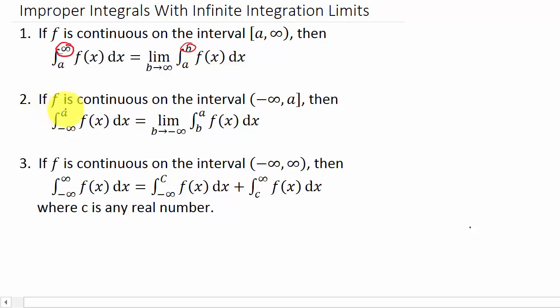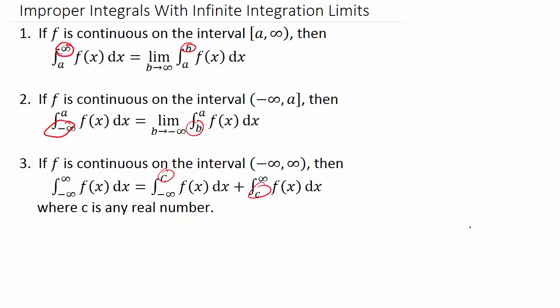Okay, and then similar here, I'll replace the negative infinity with b and take the limit as b goes to negative infinity. And if my limits are negative infinity to infinity, then I'm going to split this up from negative infinity to c plus c to infinity, and c is any real number. Typically what we do for the c here is we'll usually let it be 0. It usually makes it easier to evaluate the integral.